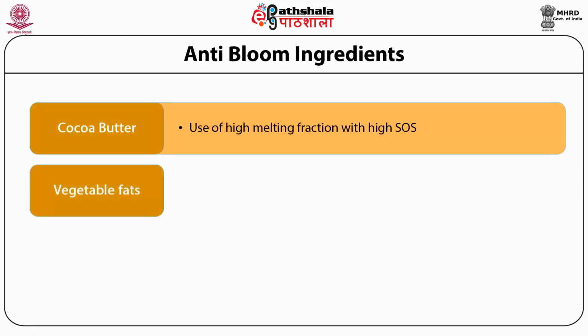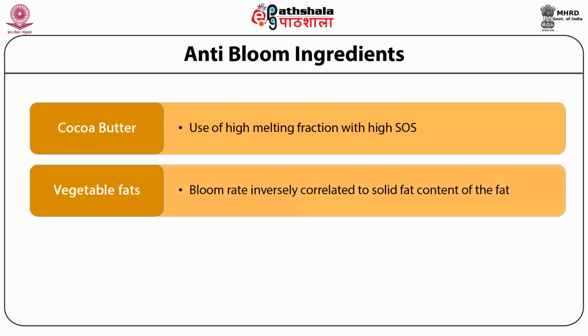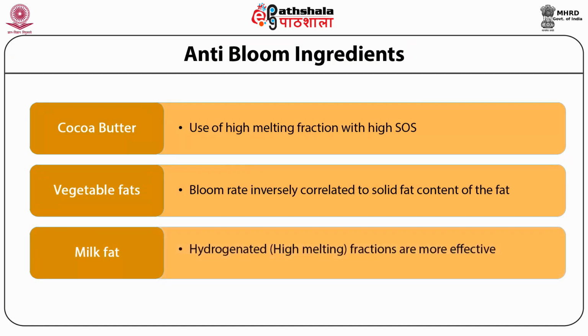The vegetable fats that are added, again, the bloom rate is inversely correlated to the solid fat content of the fat as such. So the higher the solid fat content, the more is the chance of bloom. So the rate of blooming will decrease with reduction in solid fat content. Milk fat, again hydrogenated, that is, high melting milk fat fractions, are more affected.